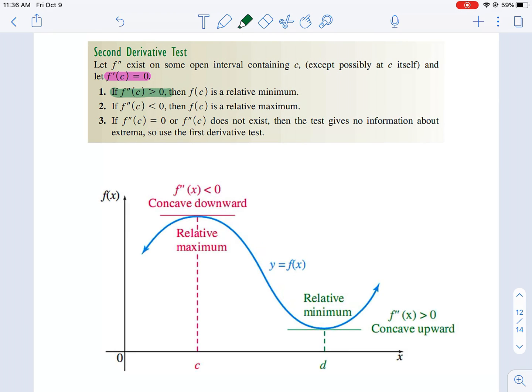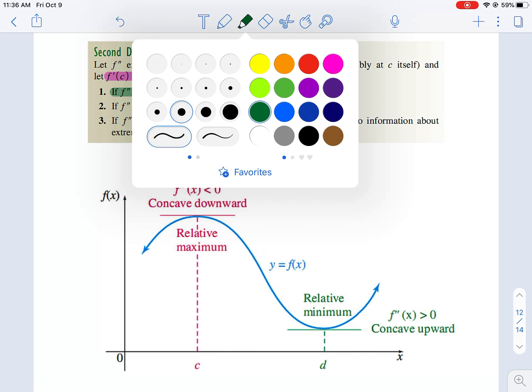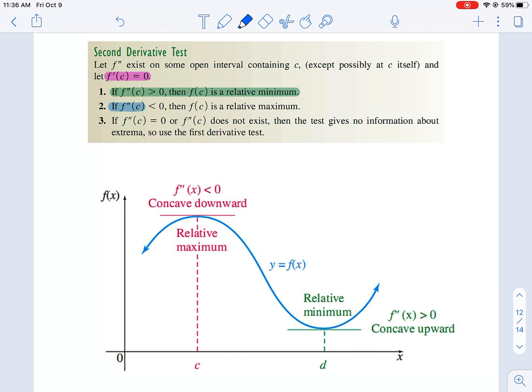1. If the second derivative at c is greater than 0, then f of c is a relative minimum. 2. If the second derivative at c is less than 0, then f of c is a relative maximum. 3. If the second derivative at c is 0 or does not exist, then no information about extrema is given, and we have to go back to the first derivative test that we discussed in section 13.2.